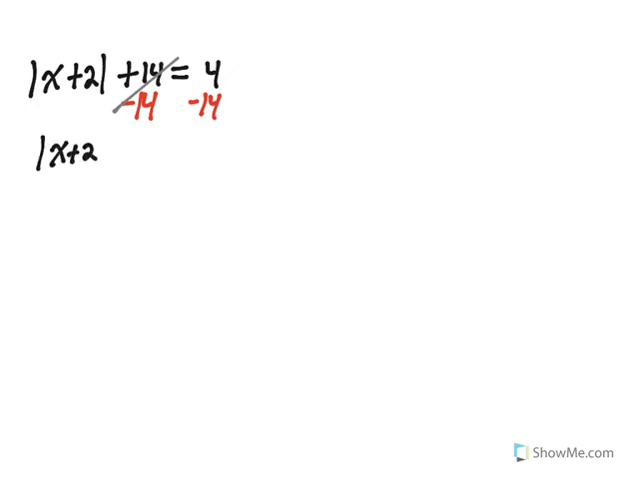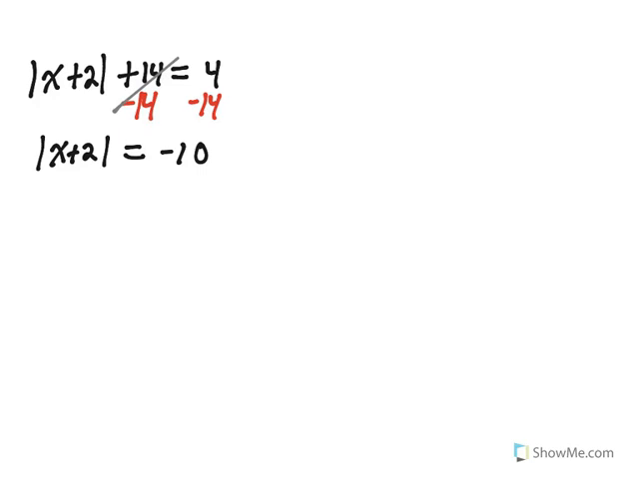So 4 minus 14 is going to be minus 10. Okay? And now let's see what happens. Now, there's something that I'm hoping that you would catch. Notice that the equation, the absolute value of x plus 2 equals minus 10. The absolute value of anything is always going to be positive, so it will never yield a negative solution.